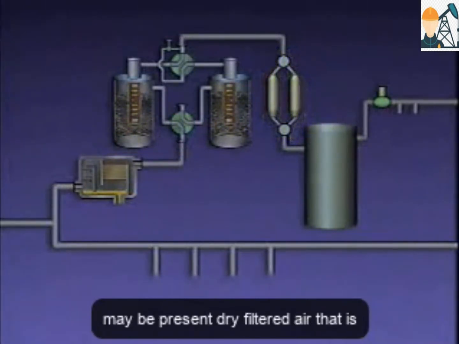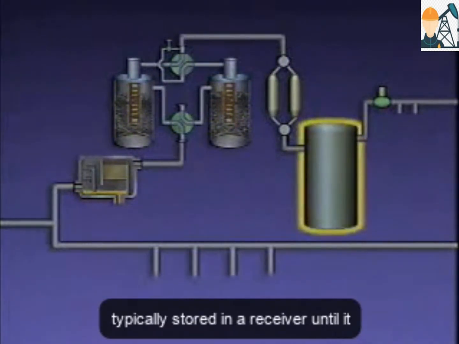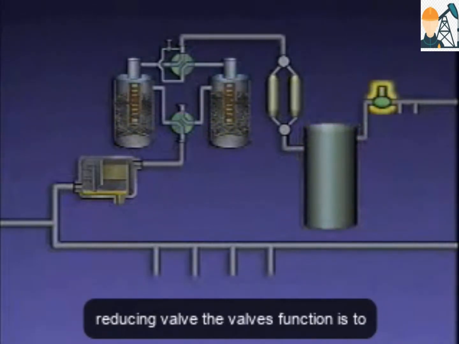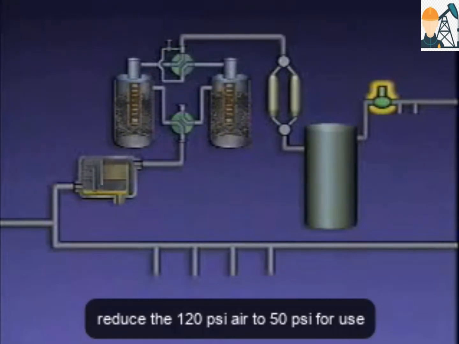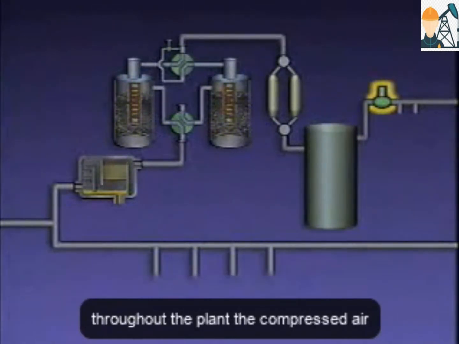Dry filtered air that is suitable for use in a control system is typically stored in a receiver until it is needed. Then it is sent to a pressure-reducing valve. The valve's function is to reduce the 120 psi air to 50 psi for use in pneumatic instruments and devices throughout the plant.